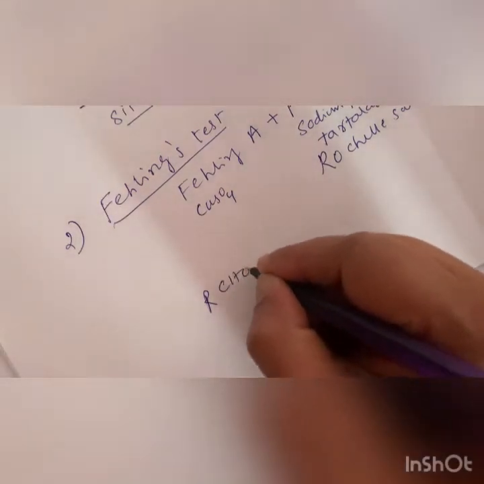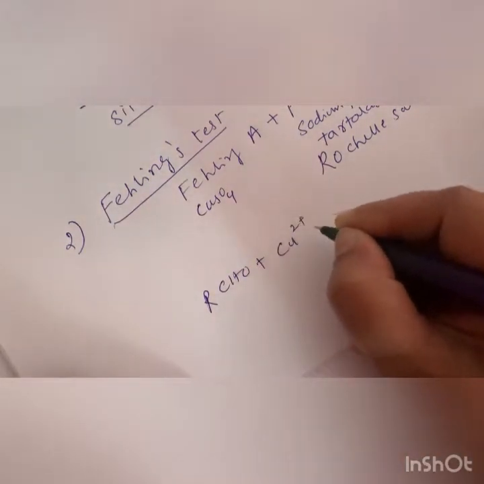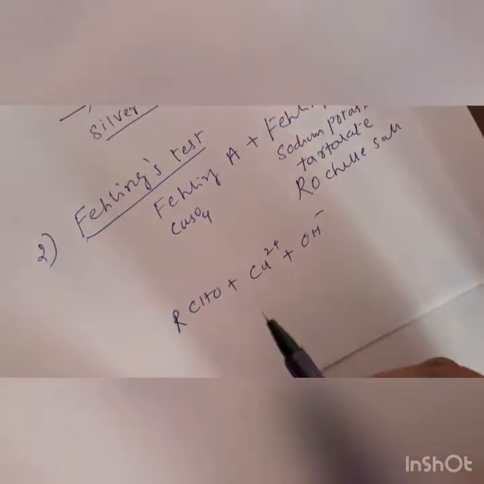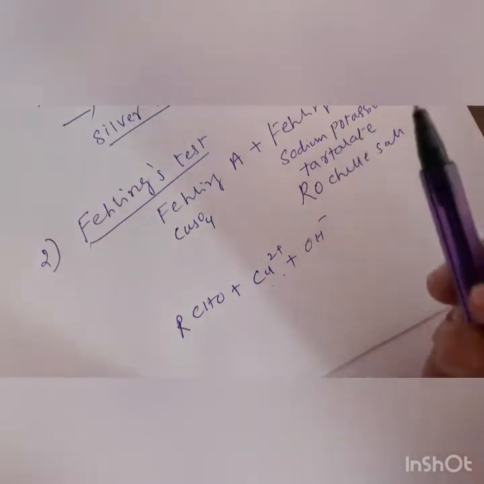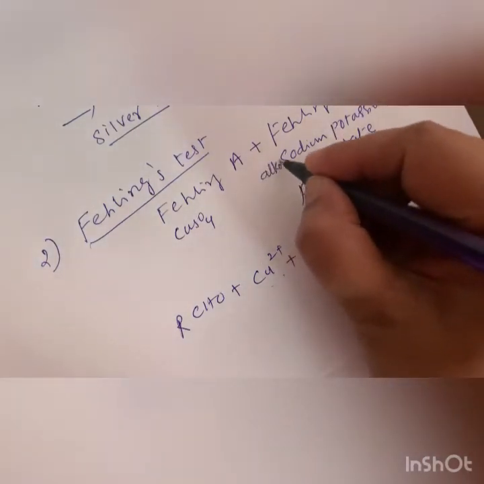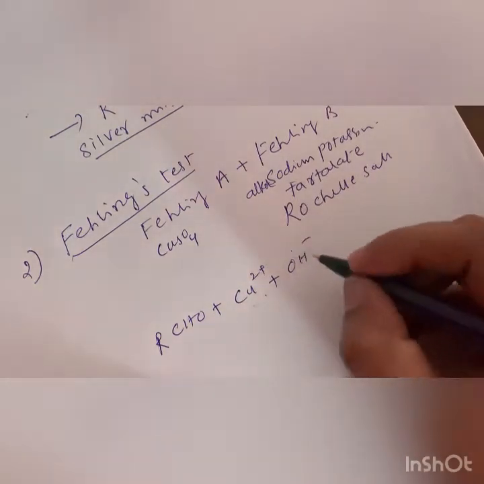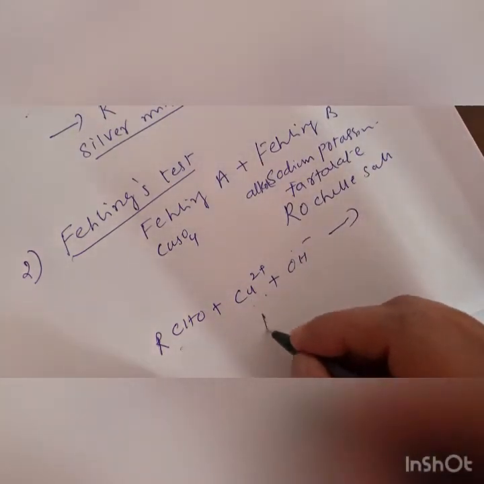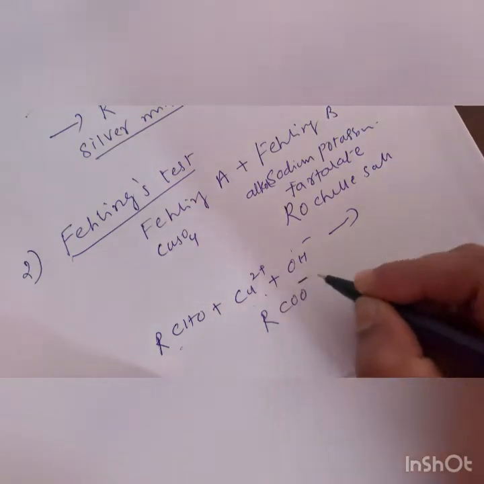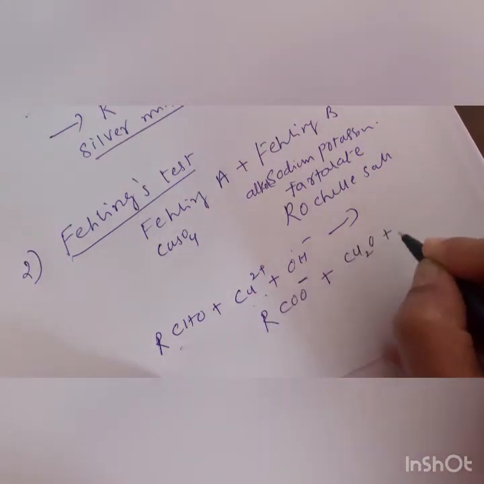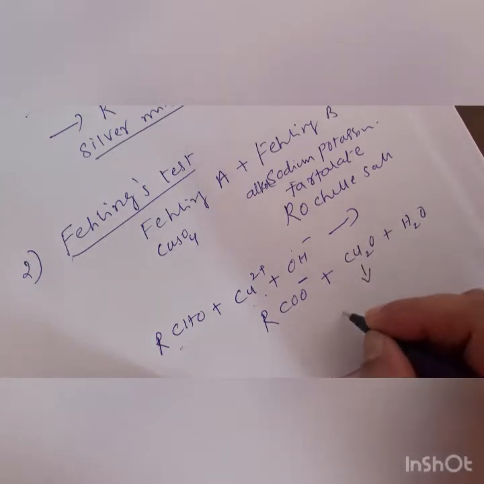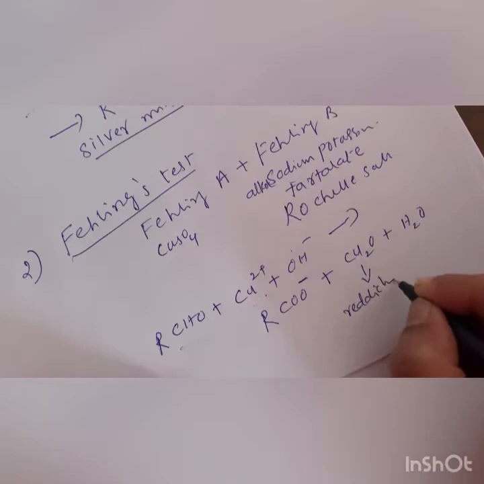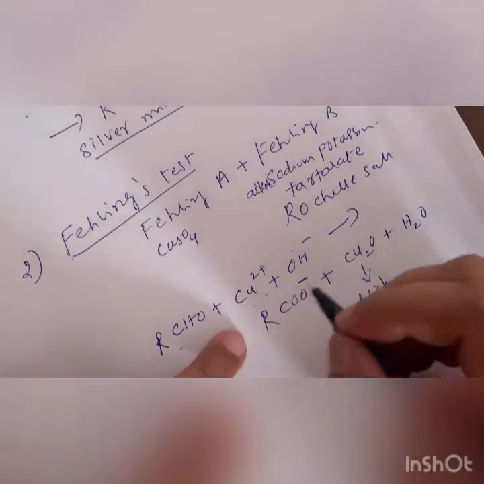RCHO, this is our aldehyde, plus Cu2+ plus OH-. From where are you getting Cu2+? From copper sulfate, and the OH- from the alkaline sodium potassium tartrate solution. RCHO will convert to the carboxylate group RCOO-, plus Cu2O plus H2O. Cu2O is a reddish brown precipitate.